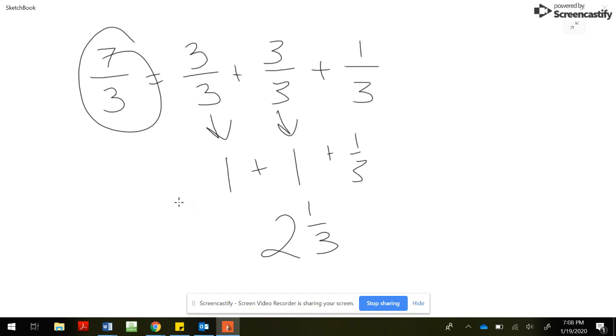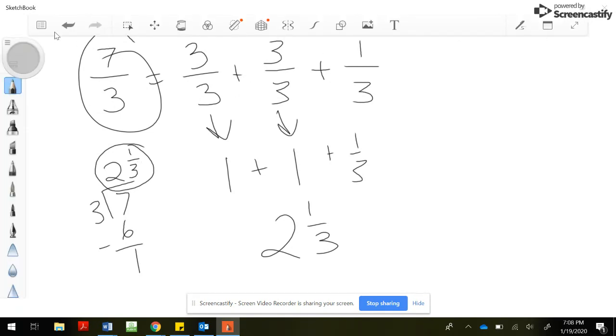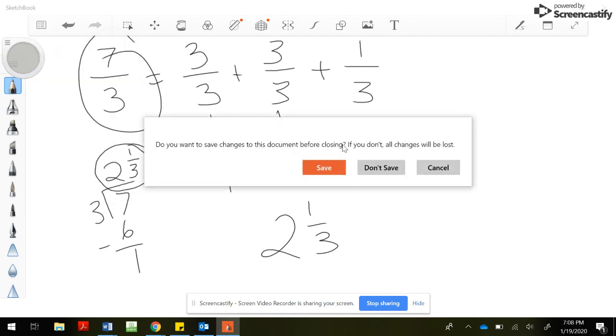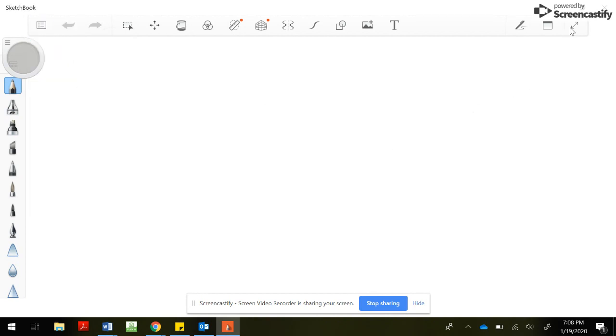The other way we look at it is knowing our division facts. So 7 divided by 3 is 2. 2 times 3 is 6. I have 1 left over. That's going to become my numerator. My 3 stays my denominator. Get the same thing. This is why your basic facts are going to be so important. We're going to use them for everything we do. Let's look at one more example.